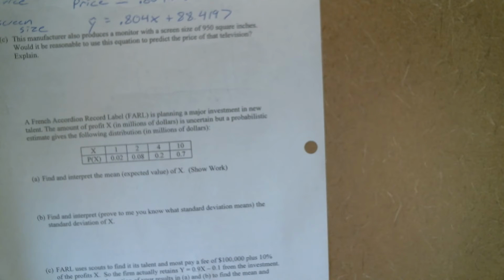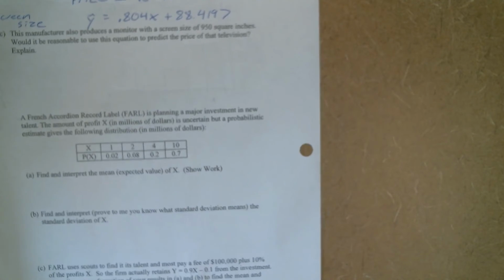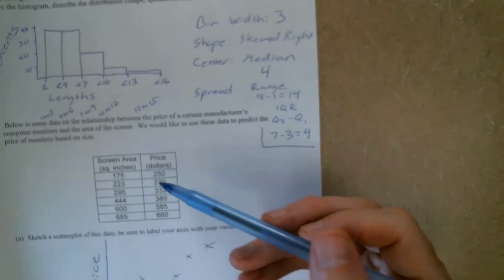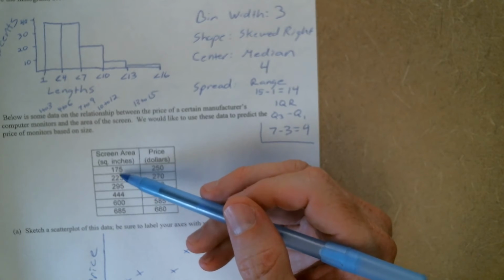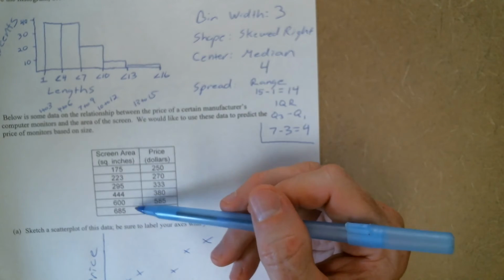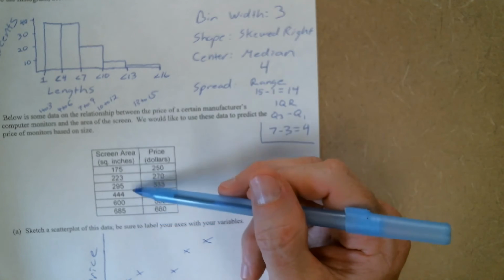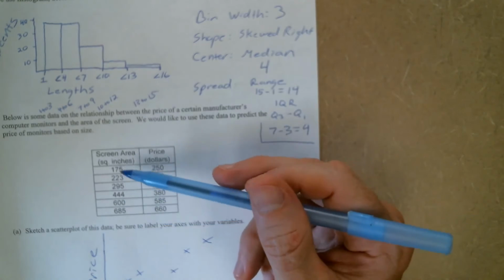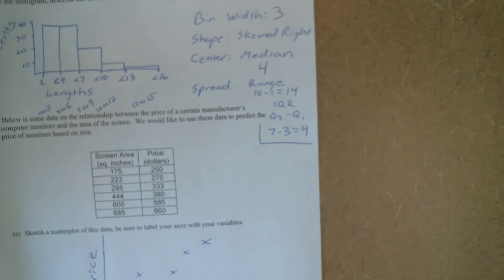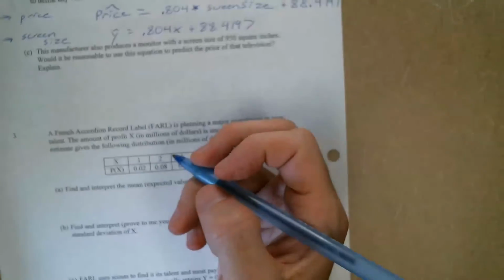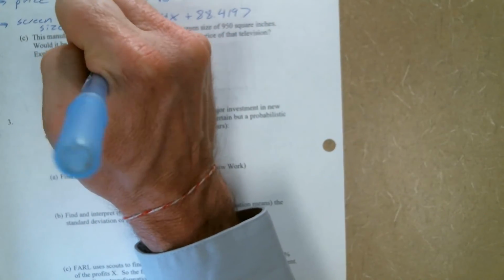This manufacturer also produces a monitor with a screen size of 950 square inches. Would it be reasonable to use this equation to predict the price of that television? Explain. So to do this, we have to look at our data set. And if you look at our data set, you're going to notice that 950 square inches is significantly larger than any of the TVs that we have, any of the monitors that we have currently analyzed. They're not TVs, they're monitors. So should we use our equation to make this prediction? Right. The answer is no.